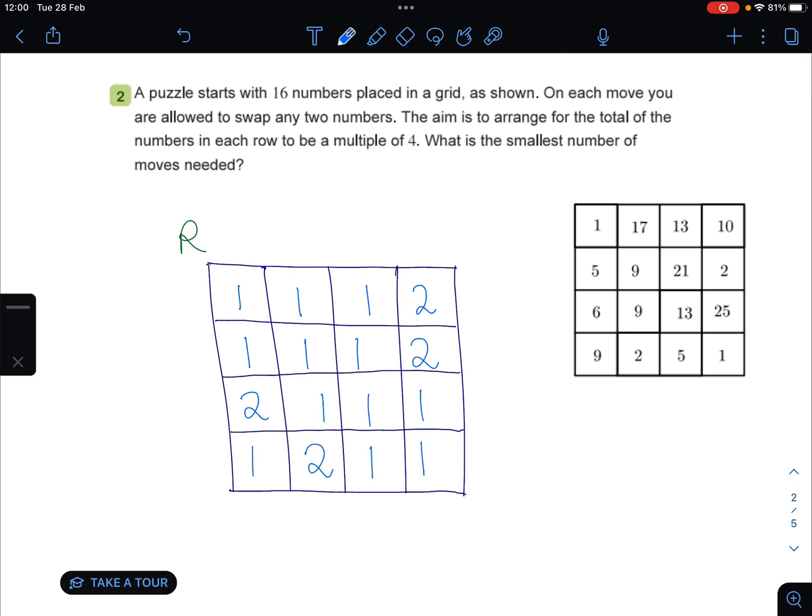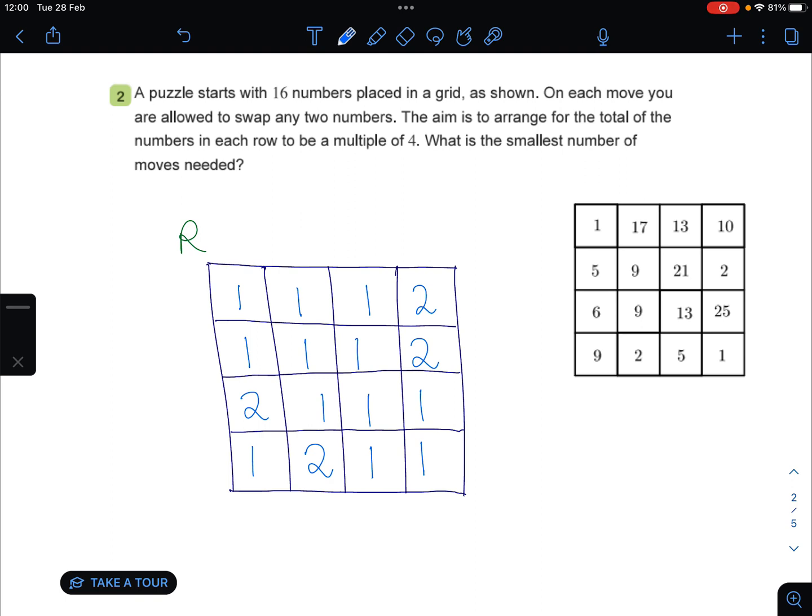So, as we can see, in this table, most of the numbers have a remainder of 1 when divided by 4, but some of them have a remainder of 2. Now, in this question, we can move some numbers around. So how does that change the remainder of the row when divided by 4?